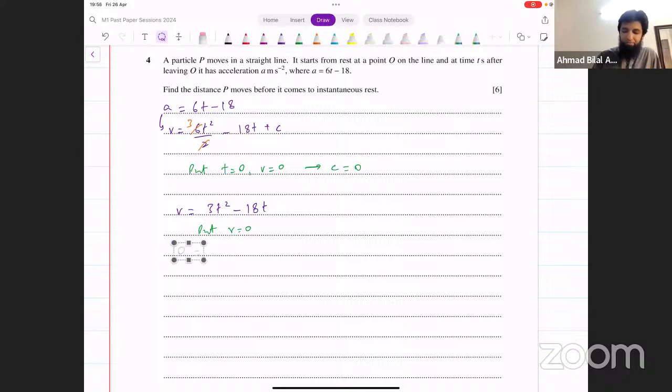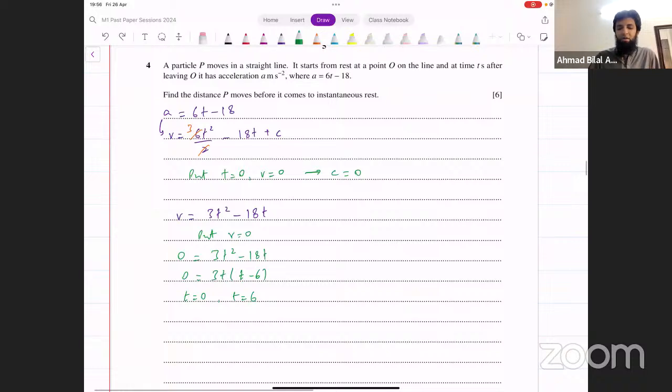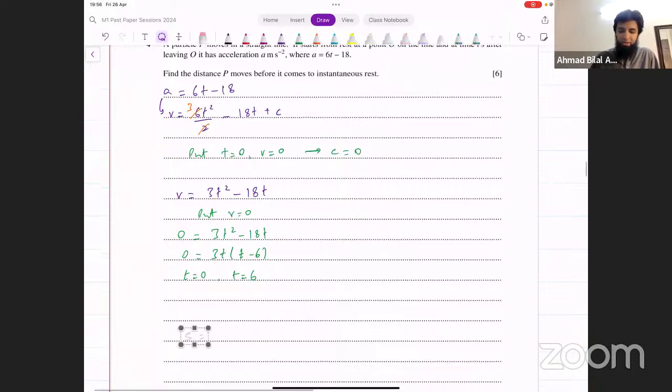And that gives us 0 equals 3t squared minus 18t. Take 3t common, that leaves us with t minus 6 inside. We get t equals 0 and t equals 6. So the particle started from rest and then it came to instantaneous rest again when t was equal to 6. Now we have to find the displacement or the distance traveled by the particle from t equals 0 to t equals 6. Now for that, what we can do is we can just integrate this velocity function again to find the corresponding displacement function.